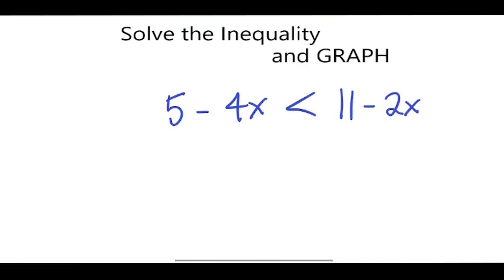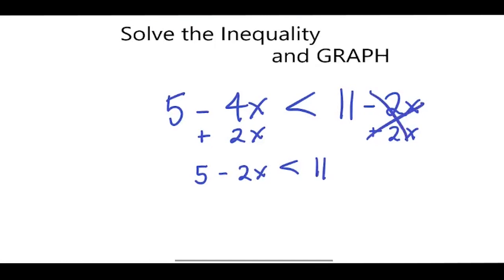Hello again. Now I'm going to solve this inequality and graph it on a line. Okay, so what I'll do is I first want to get all of my x's on the left side. So I'm going to add 2x to both sides. All right, that's going to leave me with 5 minus 2x is less than 11 because these canceled.